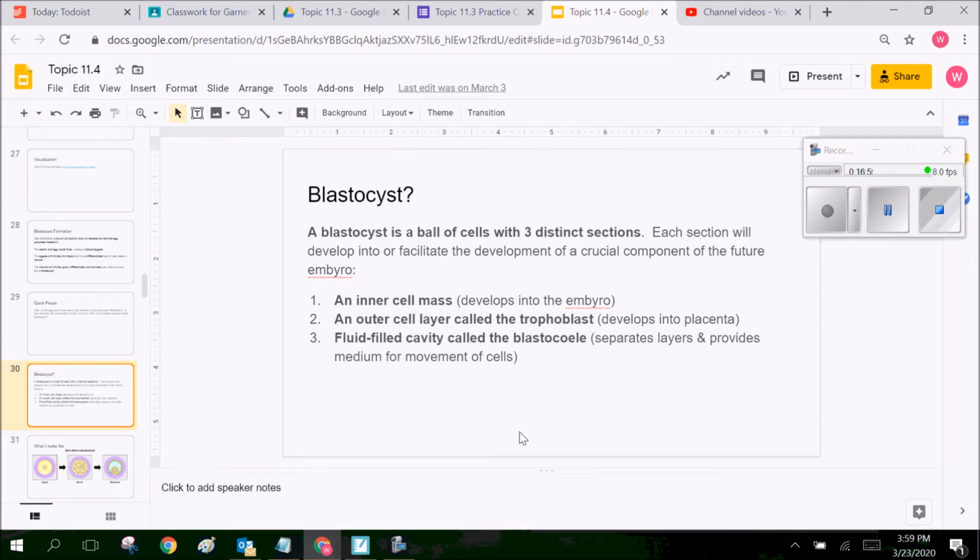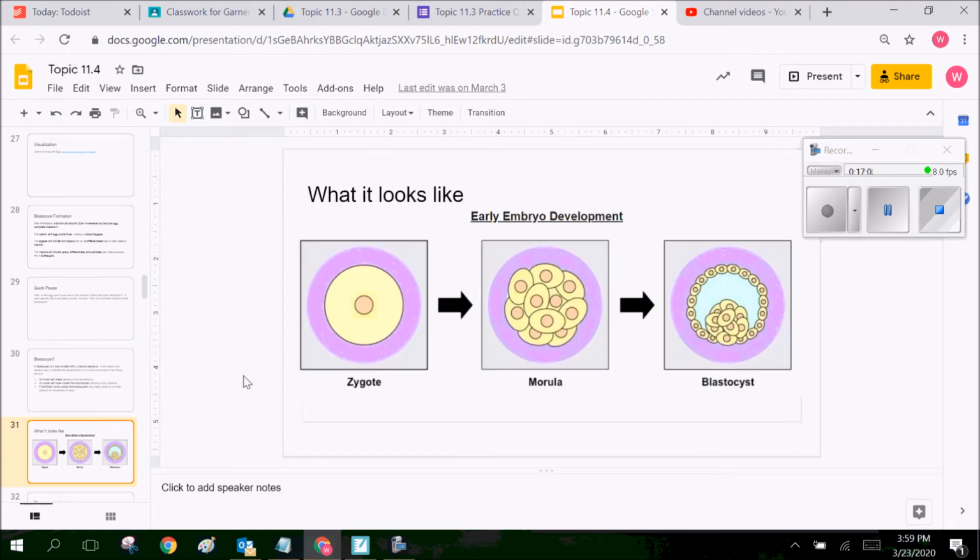So it's like a transport medium, and also a medium for helping the cells to determine where they are and what they should become. Here we can see the zygote, morula, and blastocyst. The blastocyst in this case is cavitated. We can see it has the internal fluid-filled cavity, the outer layer, and the inner layer.